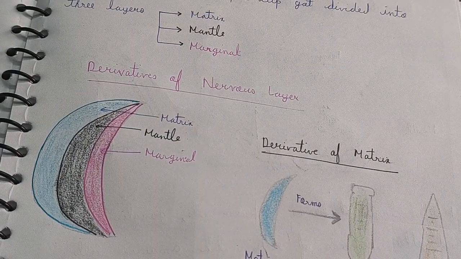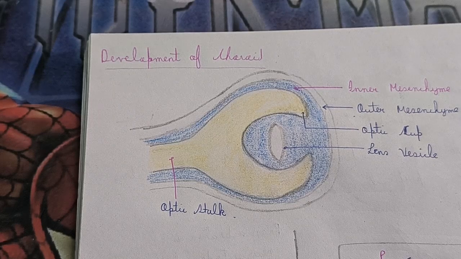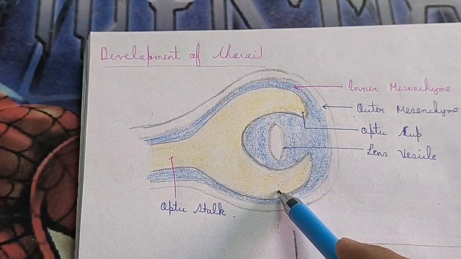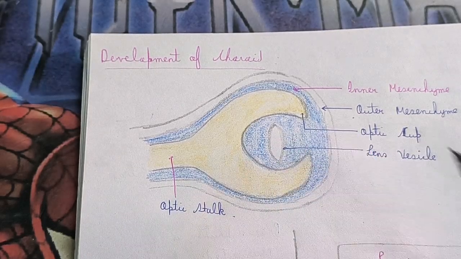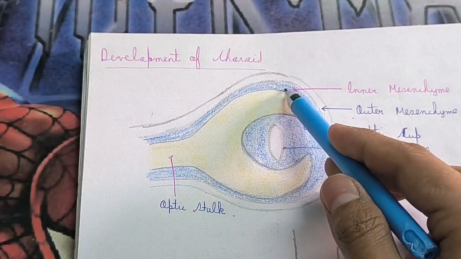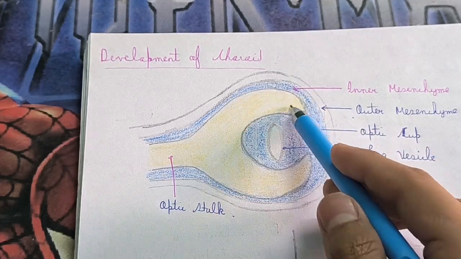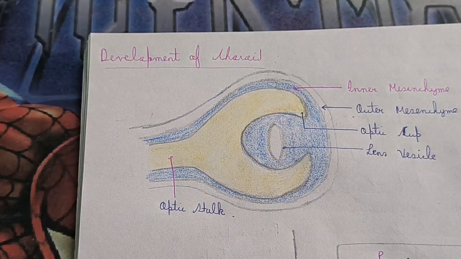Please stay tuned. Let's discuss the development of the choroid. First of all, as you know, this is the optic stalk, this is the optic cup, this is the inner mesenchyme, and this is the outer mesenchyme. This inner mesenchyme is shown in blue color, and this optic stalk is shown in golden or yellow color.